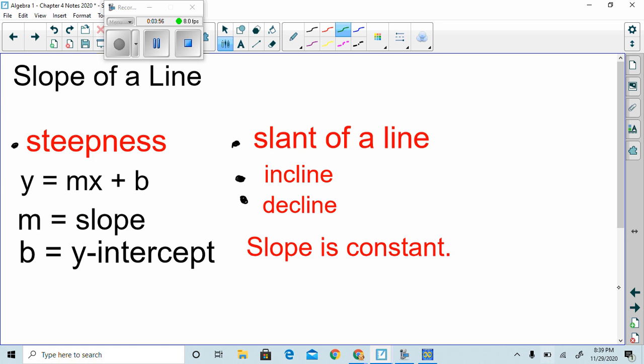when I asked another class their comments when I asked them what slope was, I heard steepness, slant of a line, incline, decline. I was told that slope is constant, which we just proved. And over there on the left is that slope-intercept form of line, which we'll be using quite a bit.